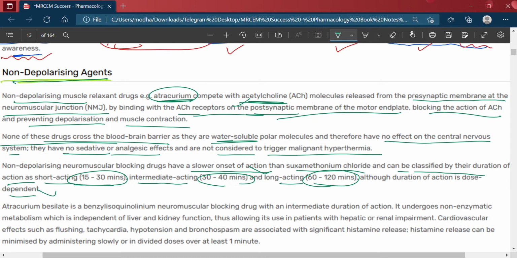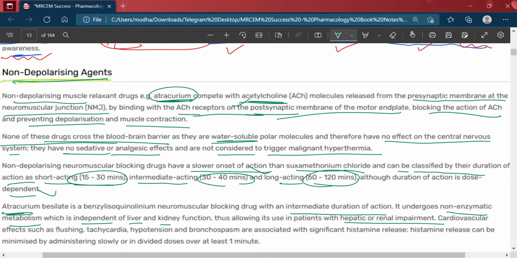Atracurium besylate is a benzylisoquinolinium neuromuscular blocking drug with an intermediate duration of action. It undergoes non-enzymatic metabolism, which is independent of liver and kidney function, thus allowing it to be used in patients with hepatic or renal impairment.